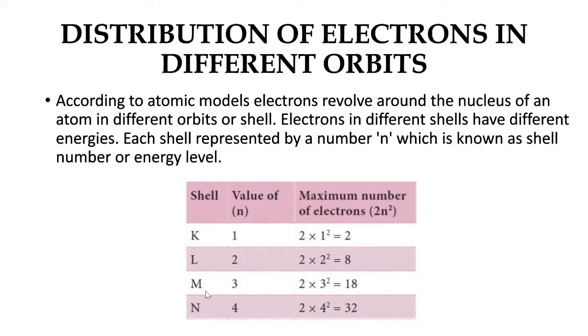Similarly, the M shell, which is the third shell, can accommodate a maximum of 18 electrons. So 2n square, 2 into 3 square, so 2 into 9 is 18. Coming to the fourth shell, that is N shell, it can accommodate a maximum of 32 electrons. So 2 into 4 square, 4 is your shell number, that is N. So 2 into 16 is equal to 32. Therefore, the number of electrons which can be accommodated in each shell is given by the formula 2n square.